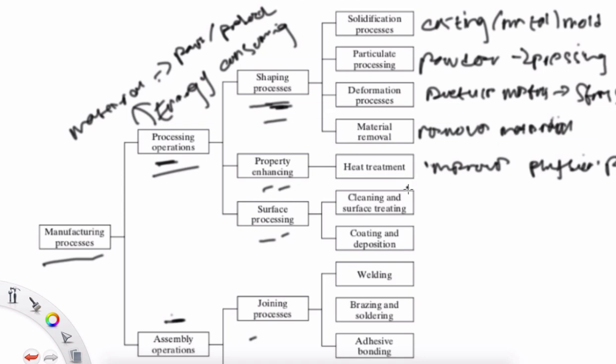And then the surface processing: cleaning and surface treating. Cleaning includes both chemical and mechanical processes to remove dirt, oil, or other contaminants from the surface. And surface treatment includes mechanical working such as shot peening or sandblasting, and physical processes like diffusion and ion implantation. Okay, that is the example of the cleaning. So for the cleaning, we will remove the unwanted contaminants.